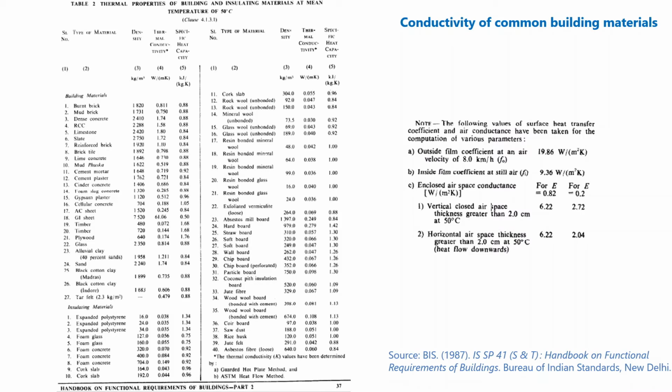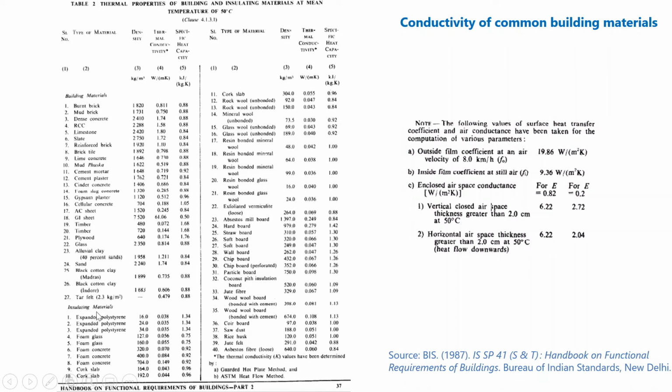These are the values given in the SP41. As you can see, this is the source, IS SP41 Handbook on Functional Requirements of Buildings. It is published by the Bureau of Indian Standards. So with this we can see thermal properties of building and insulating materials. For different building materials given: burnt brick, mud brick, RCC, reinforced brick, brick tile, plaster, all these things are given. For each of the materials, the density, thermal conductivity and specific heat capacity are given.